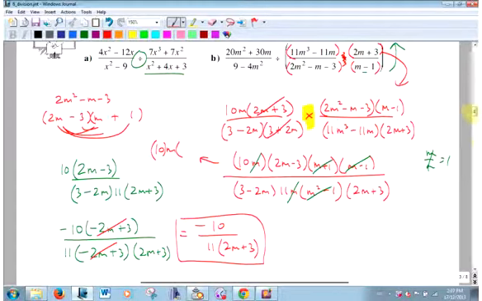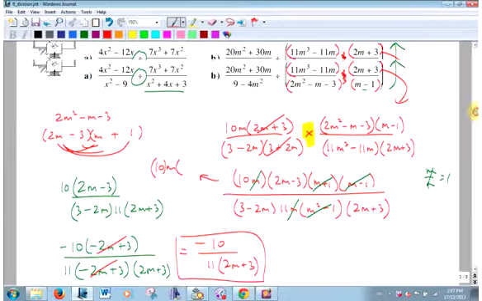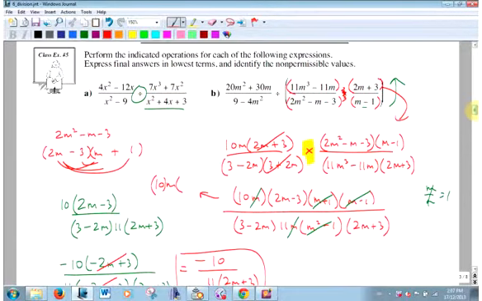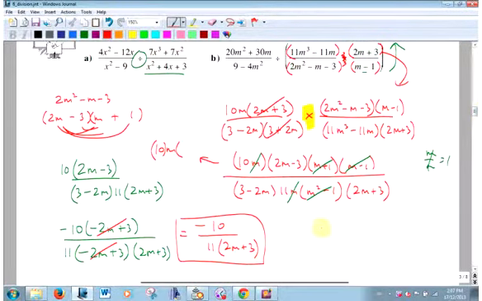Okay, now the fun part. What's the restrictions? Yippee-yi-oo. Okay. Well, M cannot be 3 over 2, -3 over 2. What else? Can't be 0. What else? We missed this one. Plus or minus 1.